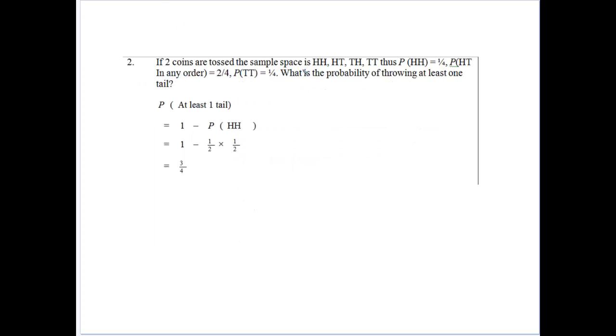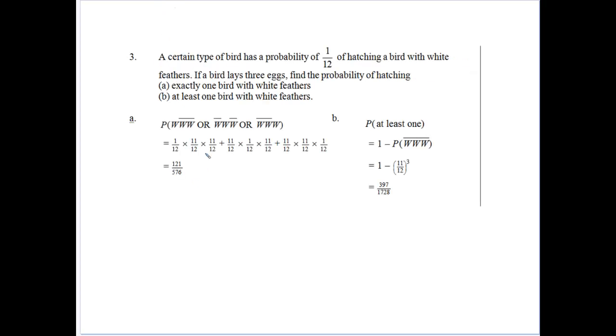So we've got 2 coins tossed, and we look at the sample space. We know the probability of 2 heads is a quarter. In any order, heads and tails is 2 quarters, and 2 tails is a quarter. What's the probability of throwing at least 1 tail? Well, it's everything except getting 2 heads. So it would be 1 minus a half times a half, which is 3/4. Or a quarter plus 2/4 is 3/4. That one's not too bad to do either way. It's about getting that idea of the at least 1 situation.